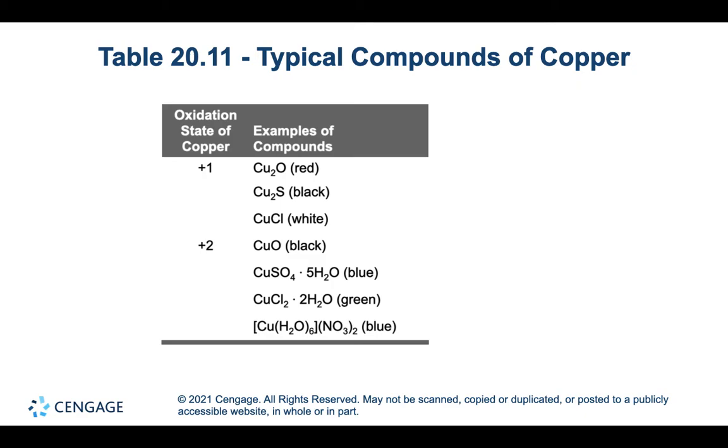In typical compounds, you're going to have an oxidation state of +1 or +2. Copper can be +1 or +2 in various colors.